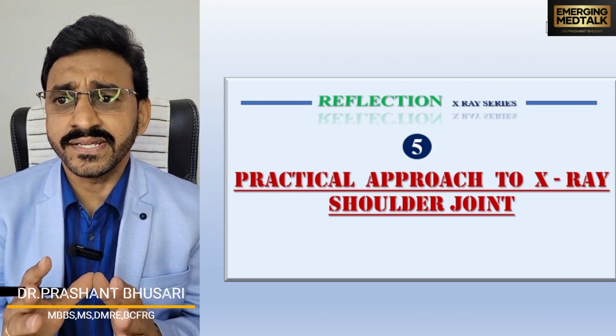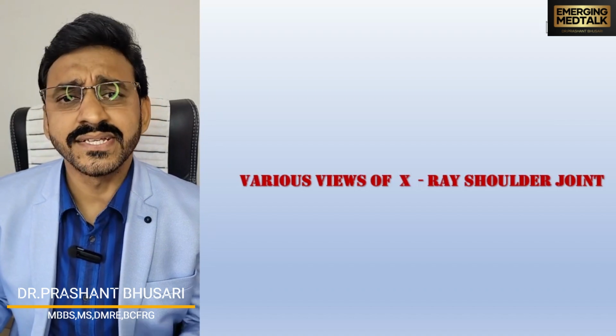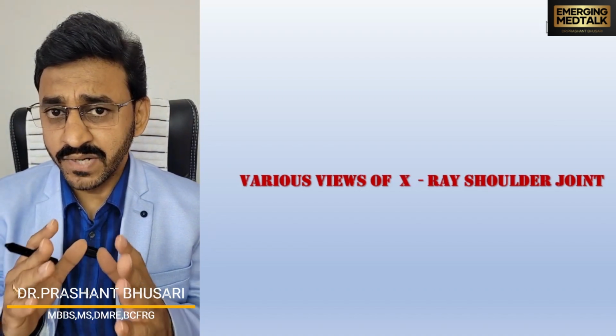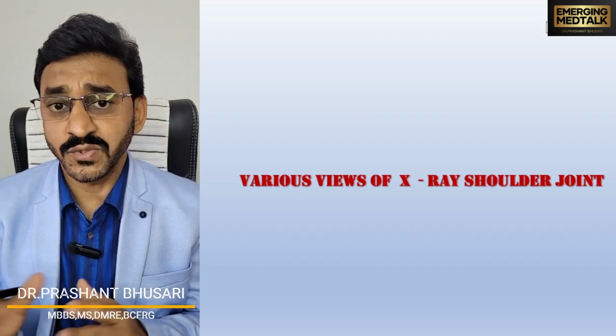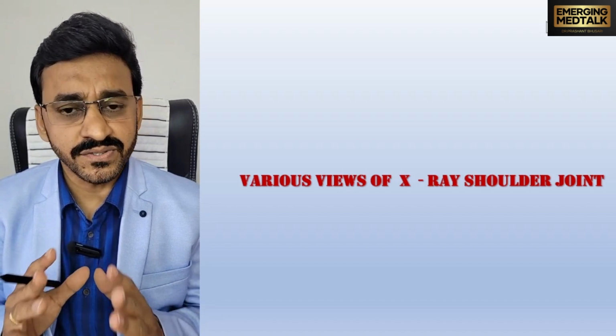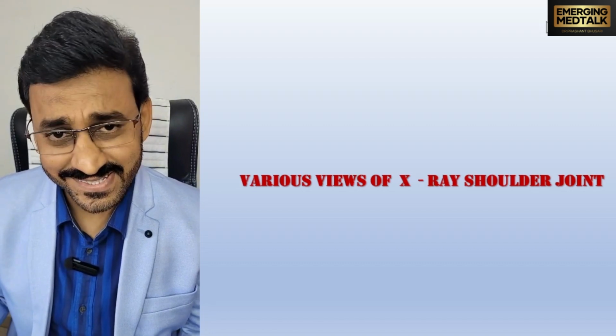The topic of discussion is a practical approach to X-ray of the shoulder joint. Various dislocations and various fractures deal with the shoulder. But before that, before the clinical conditions, we will discuss the normal anatomy. The various views, particularly important, are the antero-posterior view, then the lateral and then the axial view.